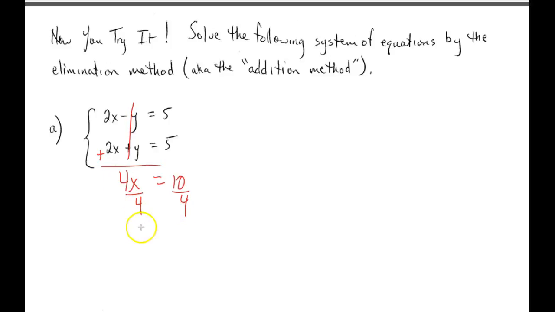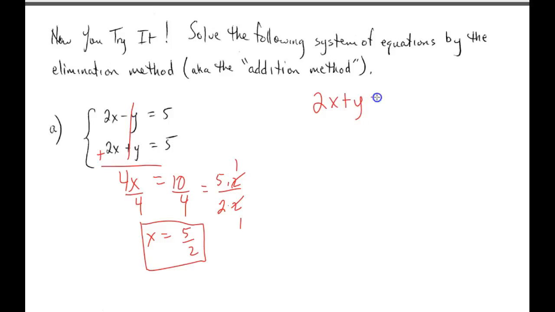So we divide both sides by 4 to solve for x. And we see that x would be 5 over 2, because 10 over 4 has a common factor of 2, and that's what that fraction will reduce to. So now that we have that, we know what our x coordinate is. Let's figure out what our y coordinate is. We can take the value for x and plug it into one of our two equations. I'm going to use 2x plus y equals 5.